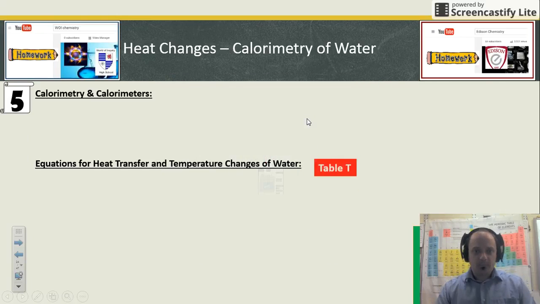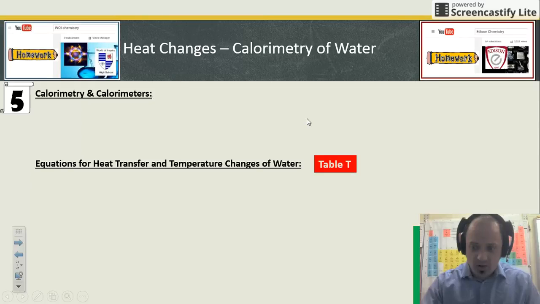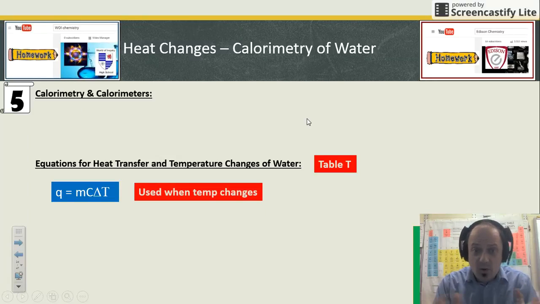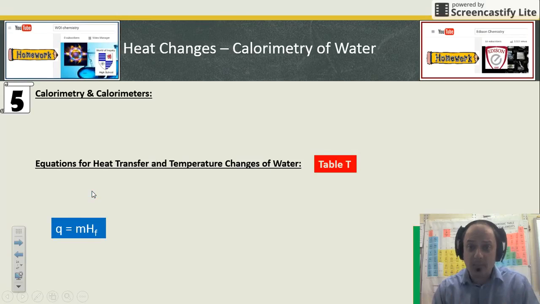Okay? So on Table T, we've got some equations. There's what I like to call Q McCat, Q equals M times C times delta T. We use that when a temperature is changing. That's what delta T means, temperature changing. Delta is a change, triangle means change, and whatever variable comes after that means we're talking about a change in it.